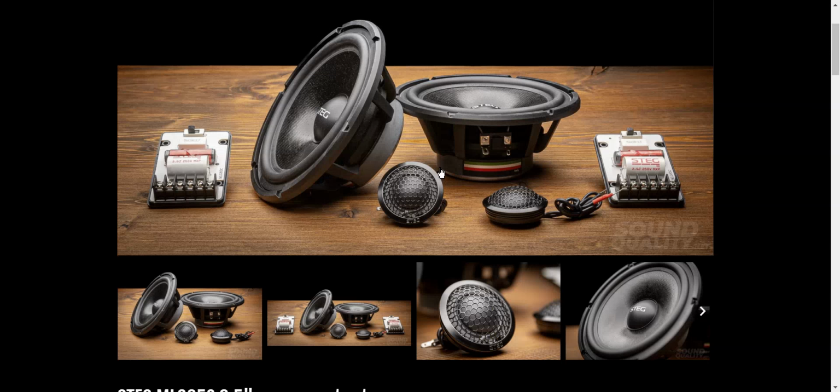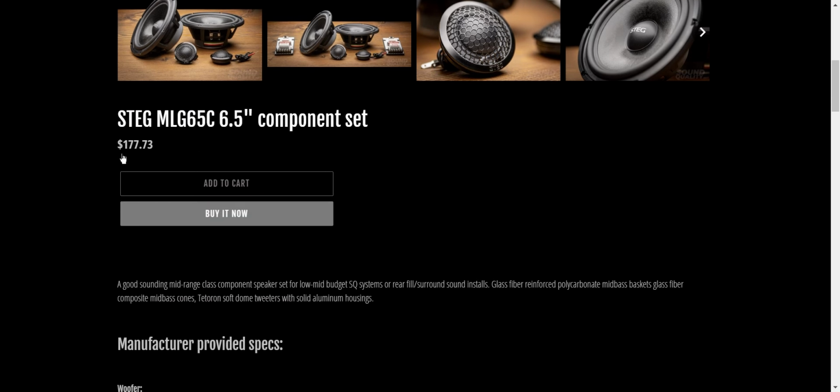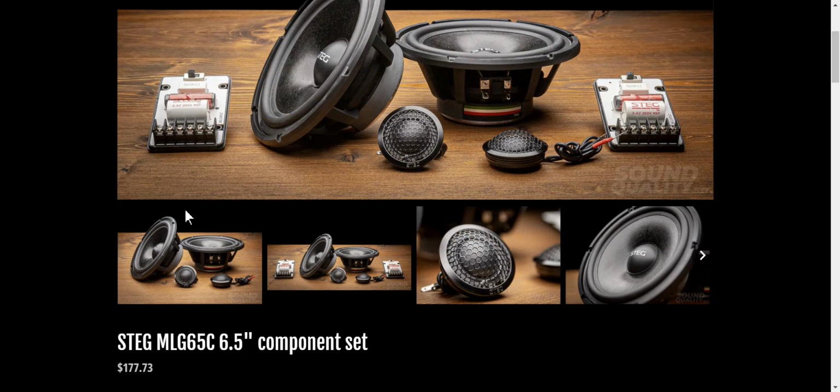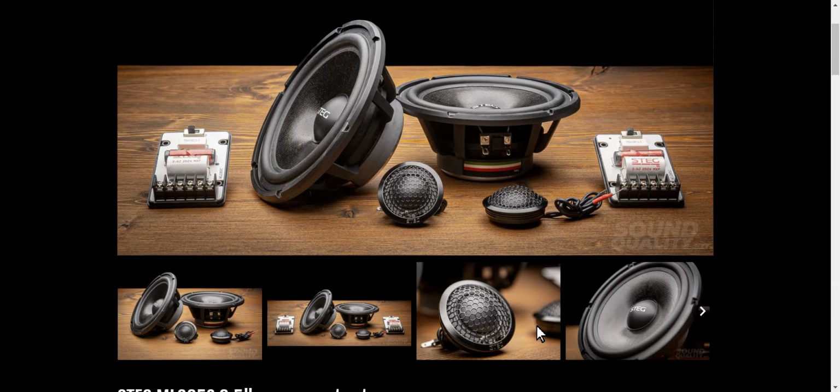What's up today, people? I have got something I want to show you guys that I found very interesting and educational. First of all, this is a really good buy. $177 for a very nice component set. And it's on the STEG website, MLG65C, 6.5-inch component set. But I want to show you some interesting things about what we're given here in information.